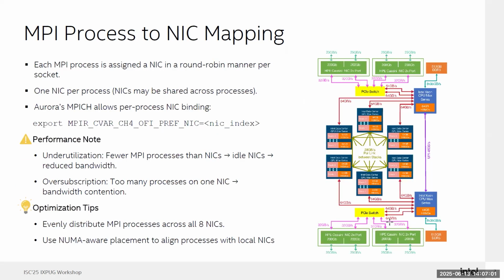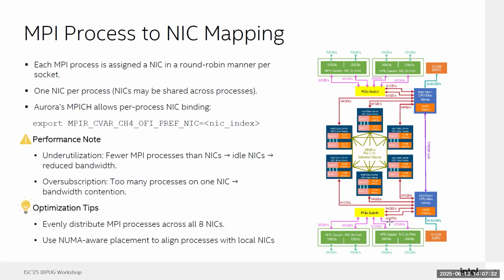Now, as I mentioned earlier, each socket in Aurora has 4 NICs, and then we have 8 NICs total. But in Aurora, the MPI assignment to NICs happens on a socket basis. So all the MPI processes within a socket will be assigned to the NICs within that socket in a round-robin fashion. So if the MPI processes are not distributed evenly between the 2 sockets, some of the NICs will remain underutilized, and that, of course, will lead to performance degradation.